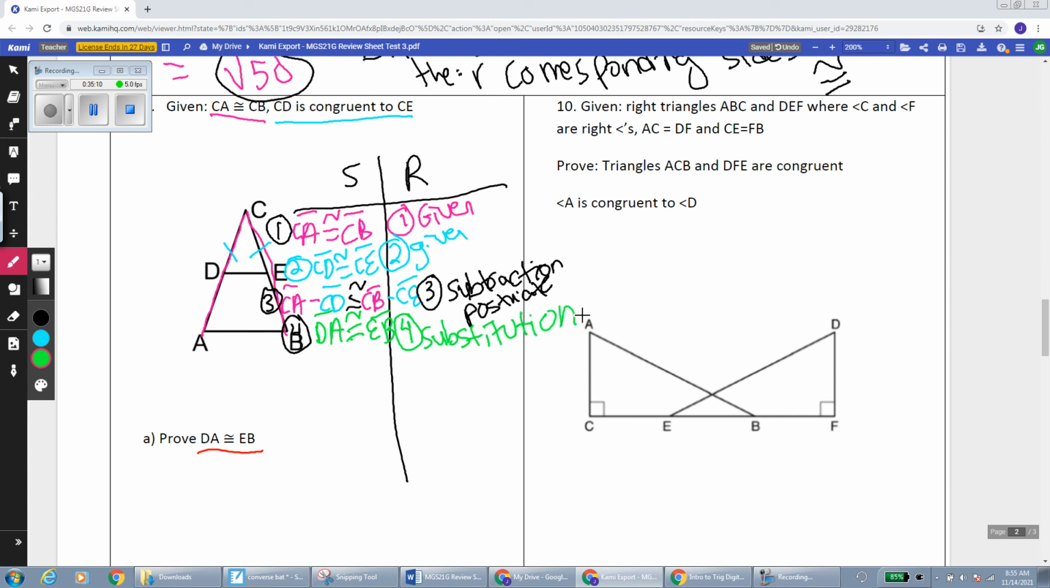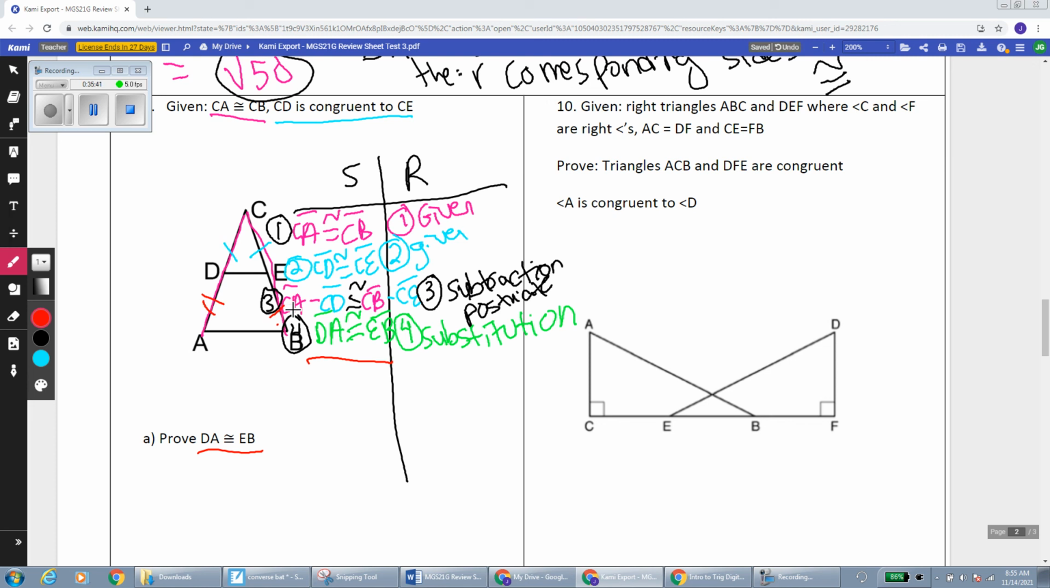And the reason that we're using substitution is because CA minus CD is DA. That's what it leaves us over with. And CB minus CE is EB. That's what the subtraction leaves us over with. So we're just simply replacing the subtraction with what's left over with what the subtraction actually is. And that's what we needed to prove. We needed to prove that DA is congruent to EB. So we just showed that DA and EB are congruent segments. That was a short one.